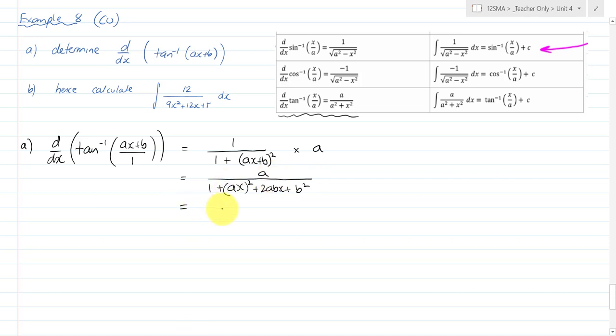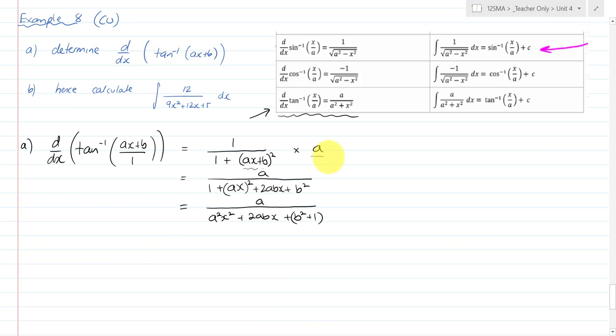And then I'm going to simplify this to be a over a squared x squared plus 2abx plus b squared plus 1. And there's my derivative. So I'm pretty happy with that. And I'm just following either the rule set out here with the addition of how I'd normally deal with a rule that changes from just x to a linear function. And that is by treating the linear function like it's x, but multiplying by that a as well.